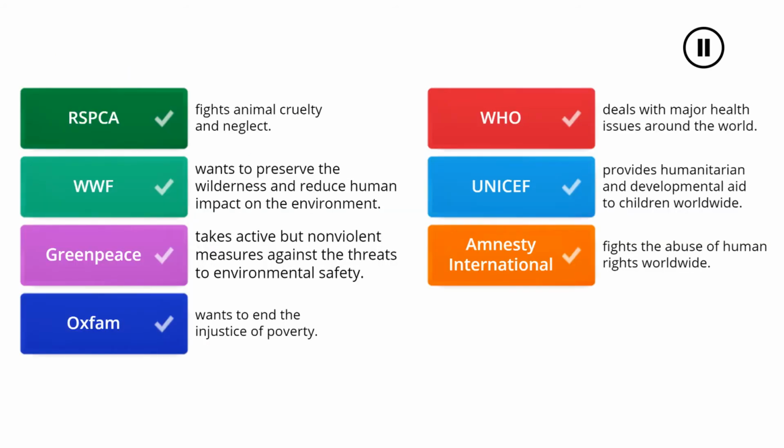So, which of these organizations deal with human rights, which with children's rights, which deal with animal rights, and which of them protect the environment. The Royal Society for the Prevention of Cruelty to Animals is one of the oldest NGOs fighting for the animal rights. They have been doing it since 1824.